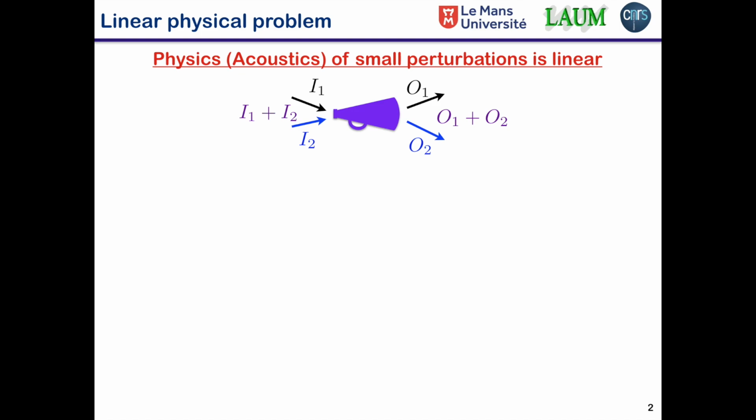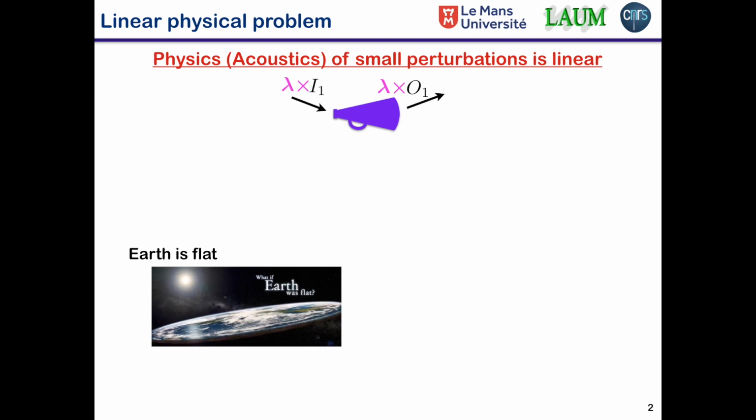And for your system to be linear, you need the second property, which is multiplication or scaling, which means that if you multiply your input by some constant lambda, then the output is multiplied by the same constant. When these two properties are satisfied, additivity and scaling, then your system is said to be physically linear.